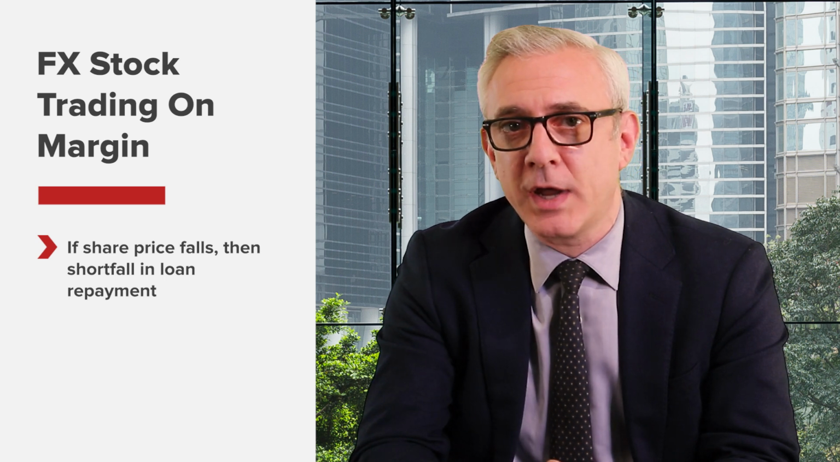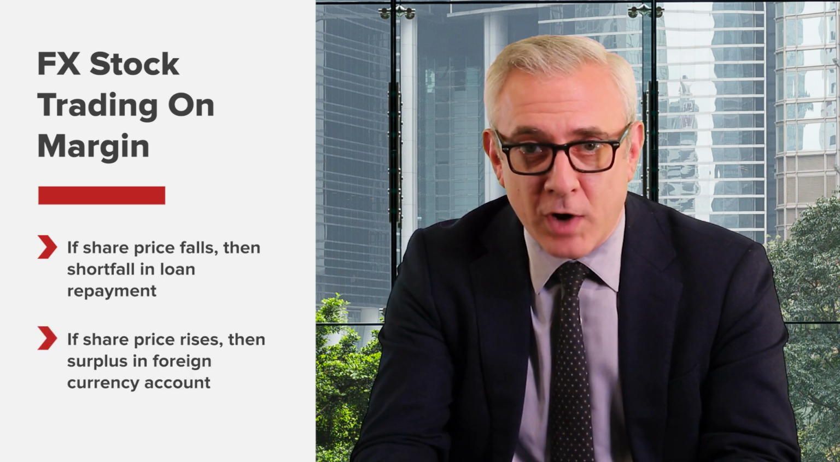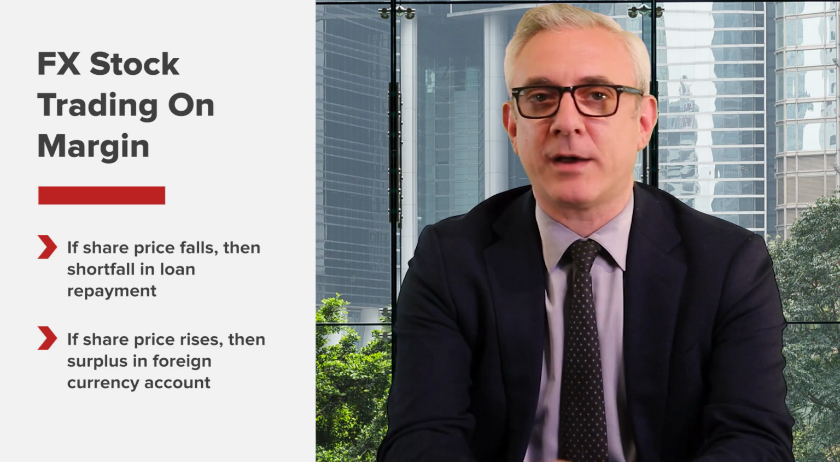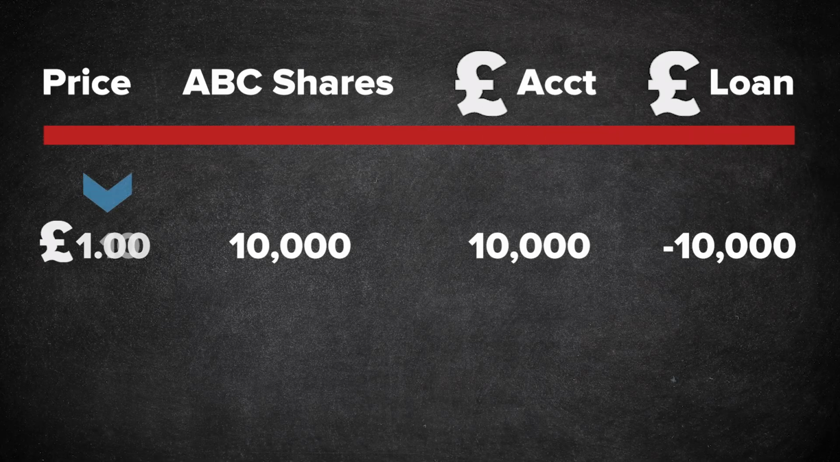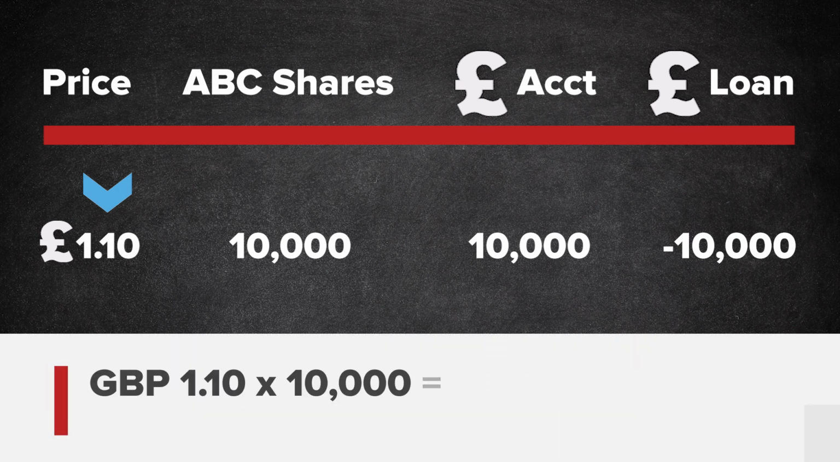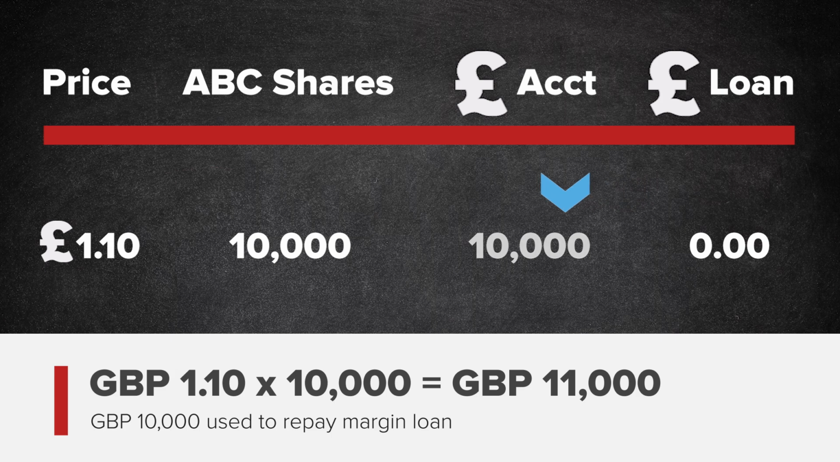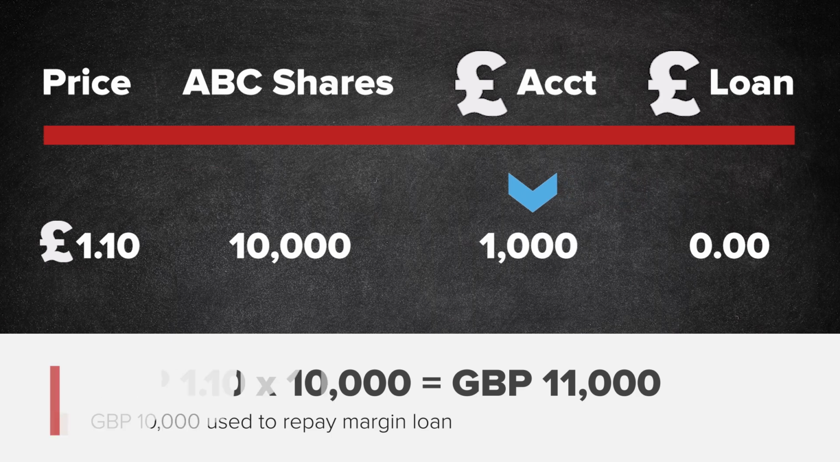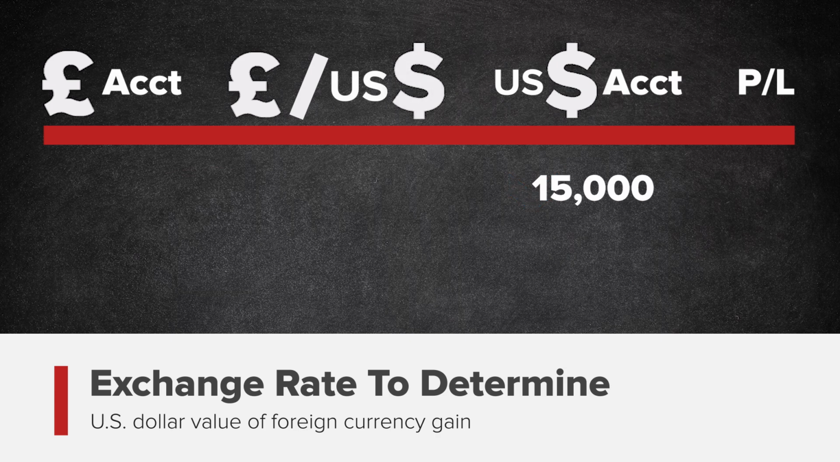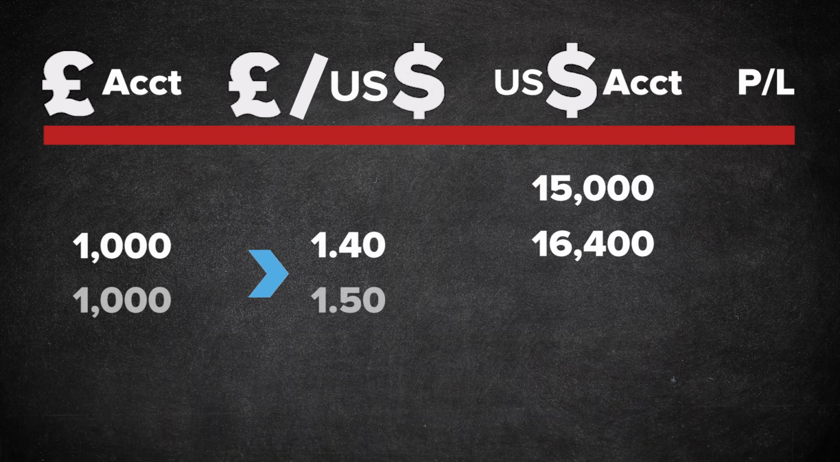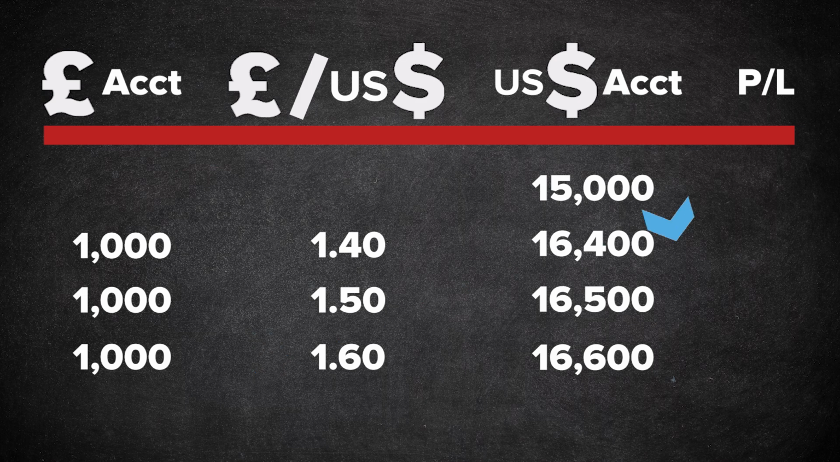If the share price falls, there'll be a shortfall. And if the share price rises, there'll be a surplus in your British pound account. Let's say the share price rises by 10%. This change results in an amount sufficient not only to repay the loan, but also yields a post-sale gain of £1,000. However, the dollar value of this gain will depend on the performance of the pound versus the dollar. A weaker dollar will translate to higher gains, and vice versa. Recall that there's an inverse relationship between a foreign currency and the US dollar, where a strong dollar signals weakness in the foreign currency unit, and a weak dollar indicates foreign currency strength.